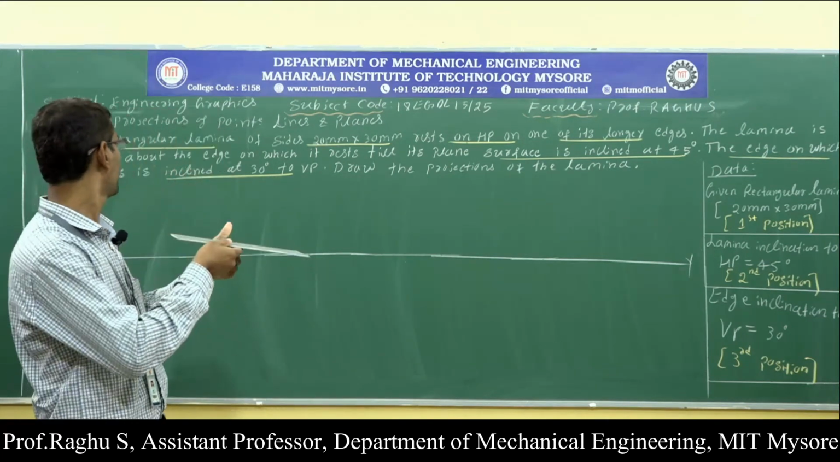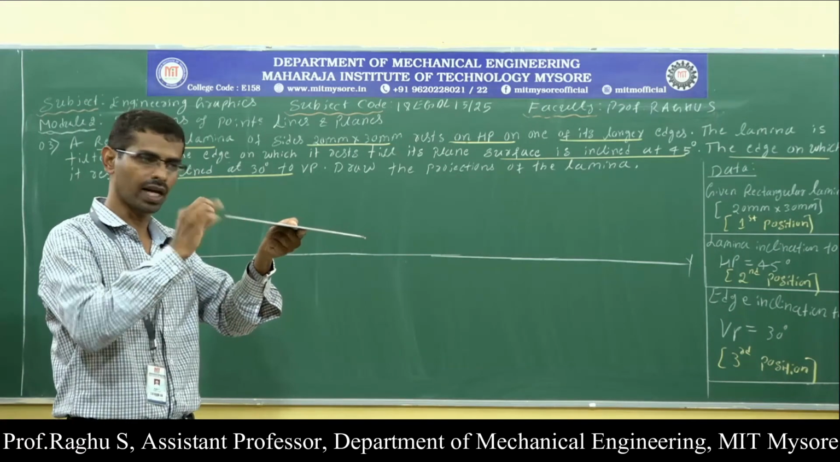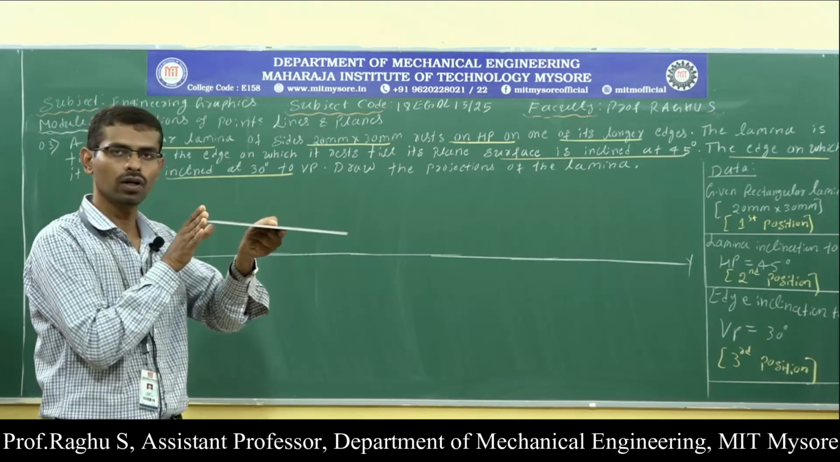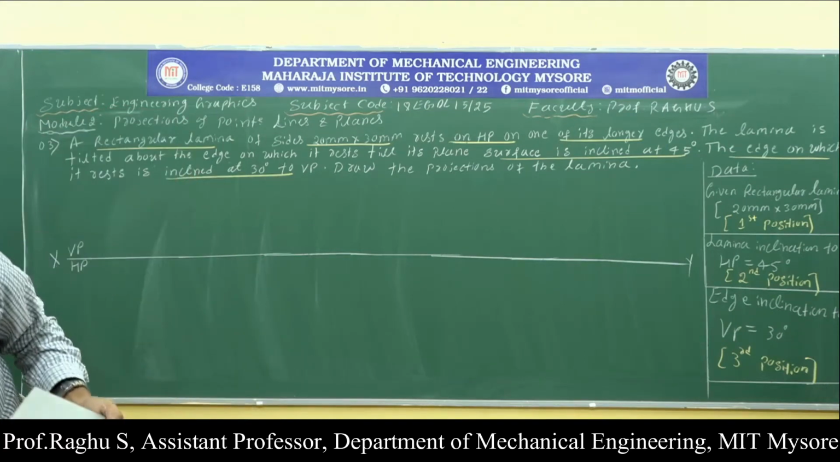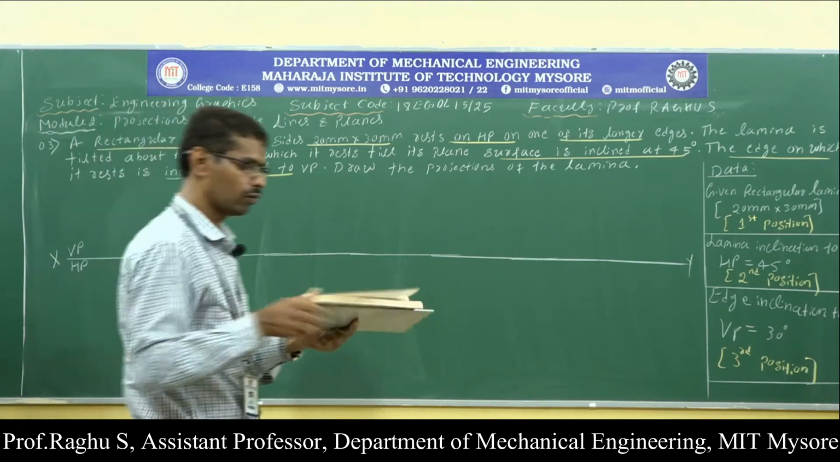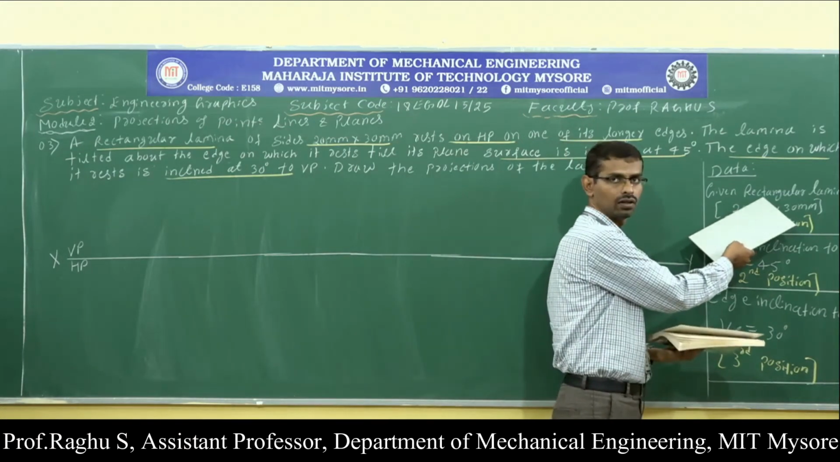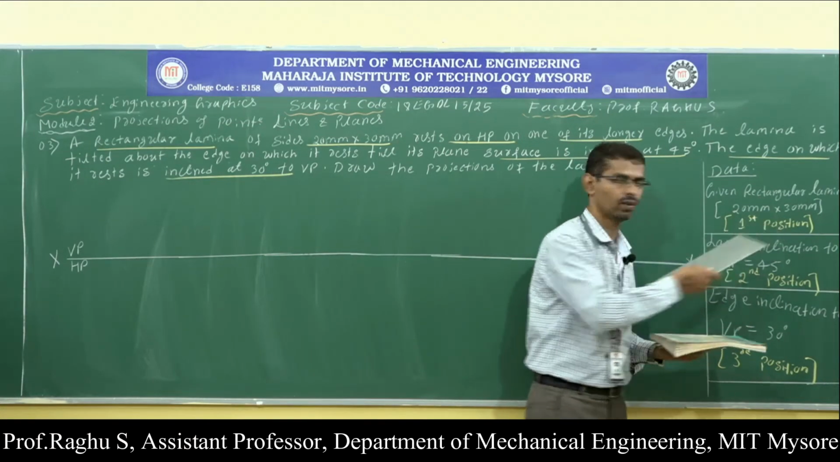Okay, here is a rectangular lamina having a 20 mm side and a 30 mm side. So 30 mm length and 20 mm width. First, the given lamina is a rectangle. So write: the given lamina is a rectangle with dimensions 20 mm and 30 mm.